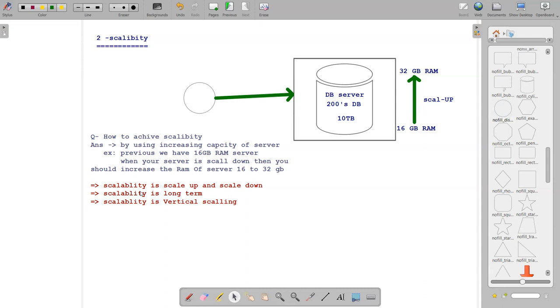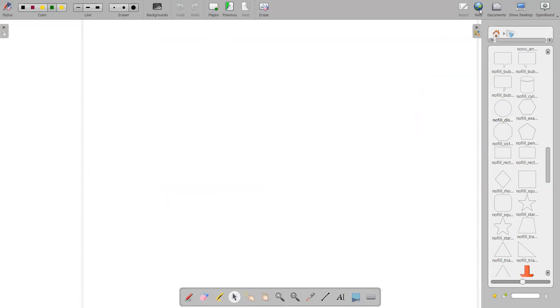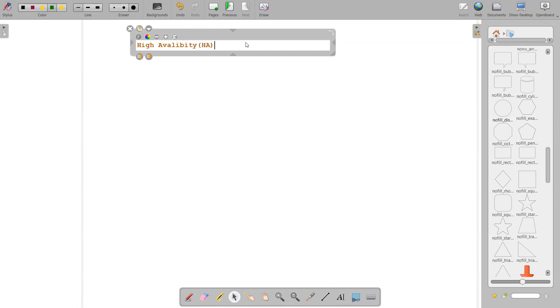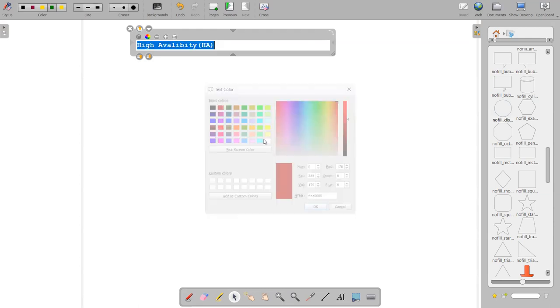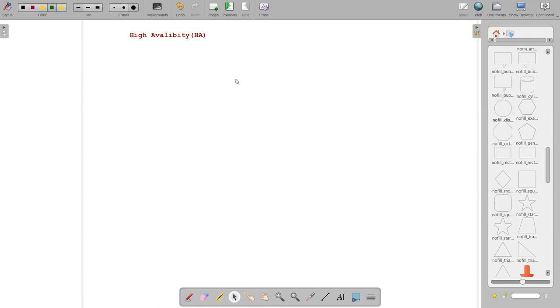So now, coming to the next topic. Next is high availability. It's very, very important. High availability, you can say HA. Let's check what high availability is. High availability means no downtime. That server is called highly available.